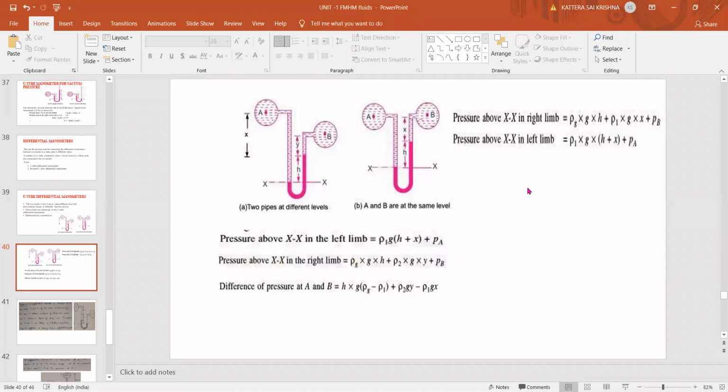After that you need to write here the difference of pressure at A and B. The third point I have missed here. Just write down there: difference of pressure is PA minus PB. Equate these two terms. You'll get the final PA minus PB equal to, you get the formula there. Please write down that.